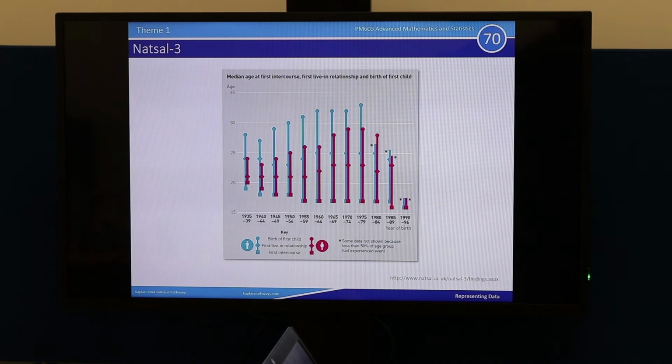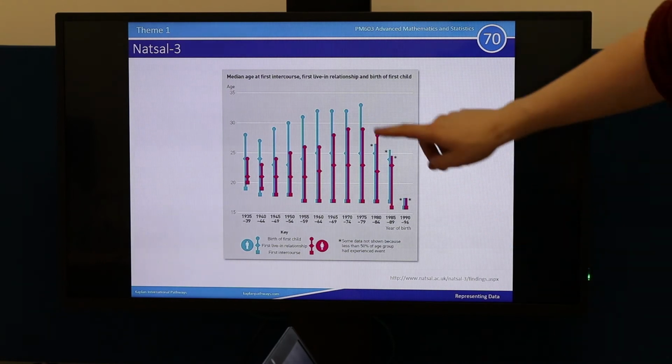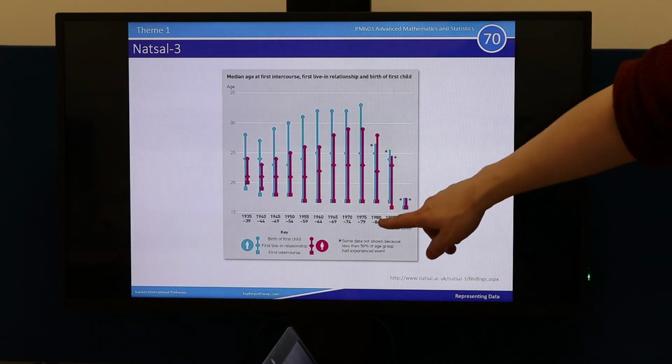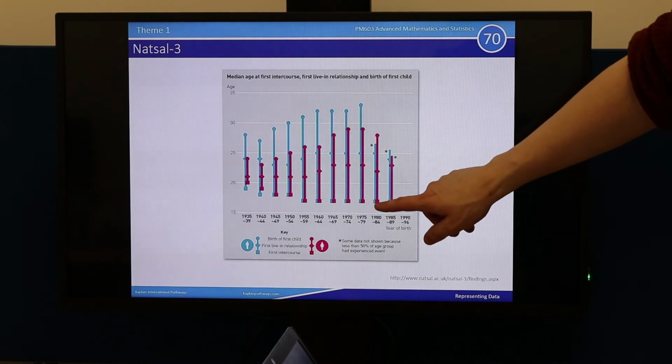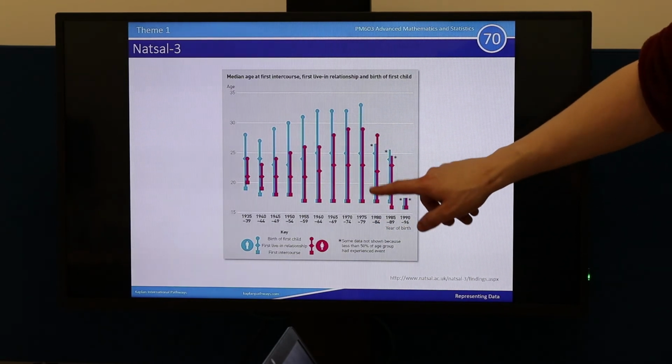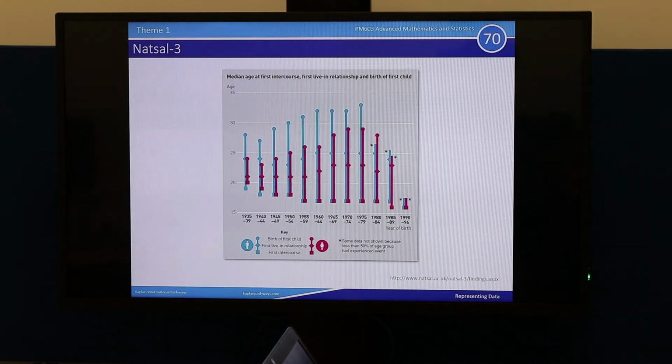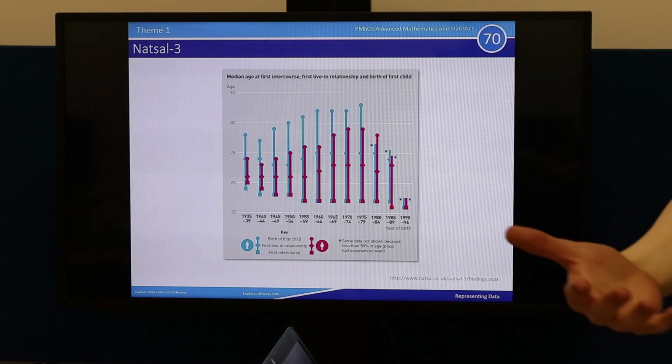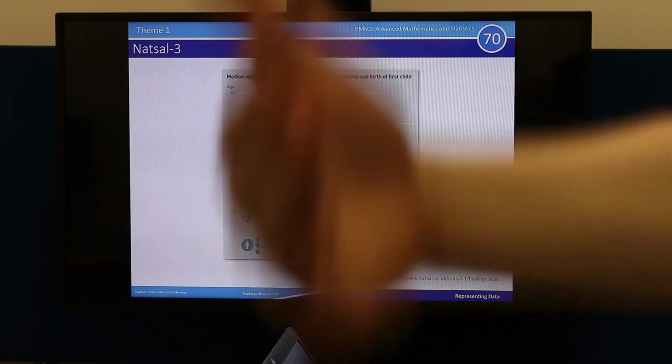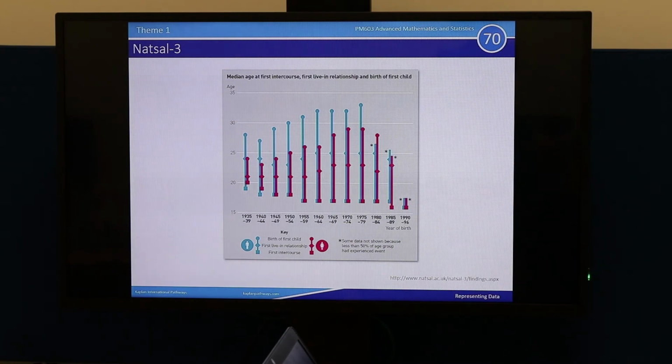Whereas have a look at the females that were born between 1980 and 1984. Are you happy now that the gap between those two things has increased from 4 years to about 10 years, okay? So in other words, people are having sex earlier, but they're not settling down and starting a family until much later in life. Does that make sense? Yeah.